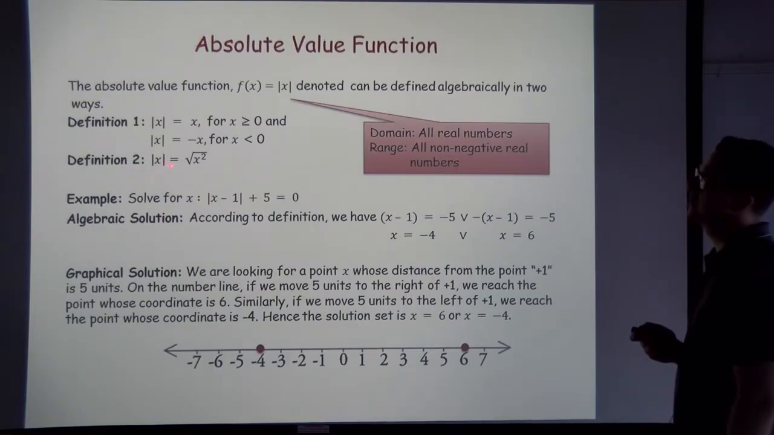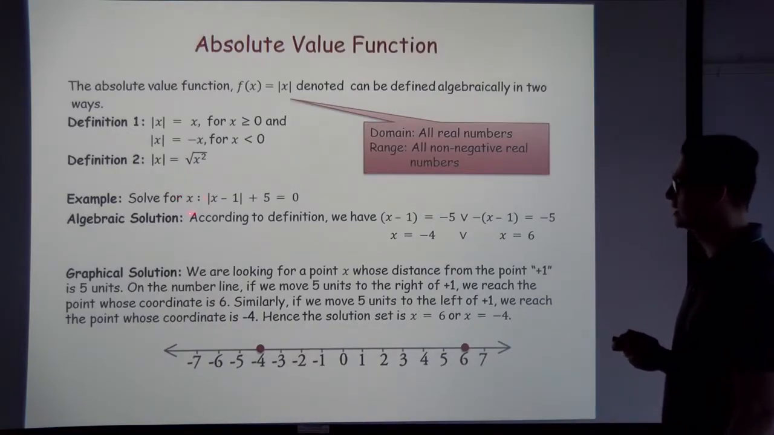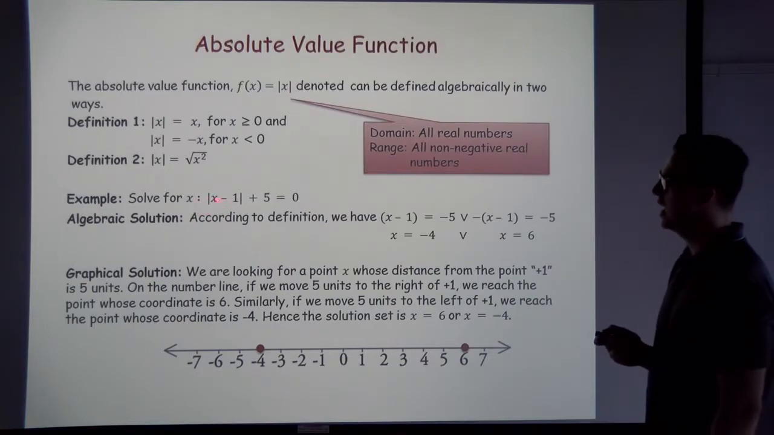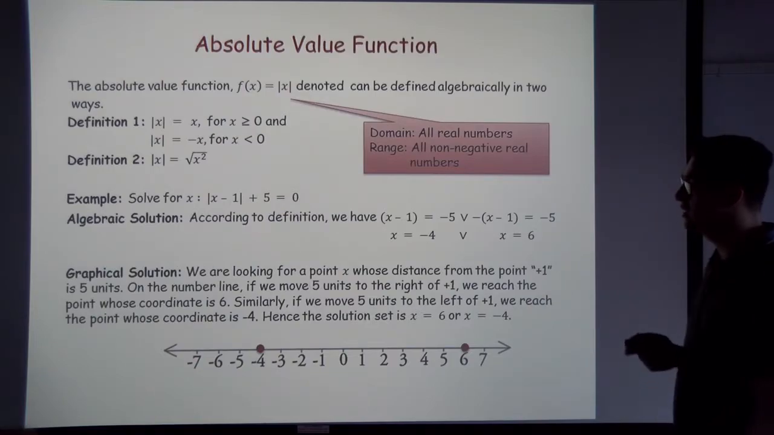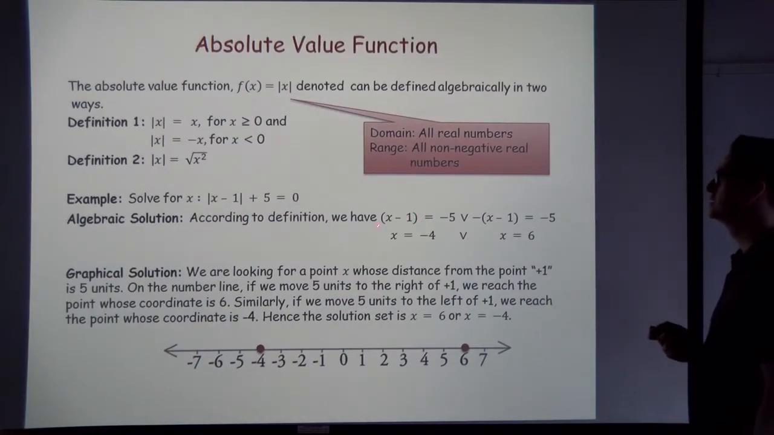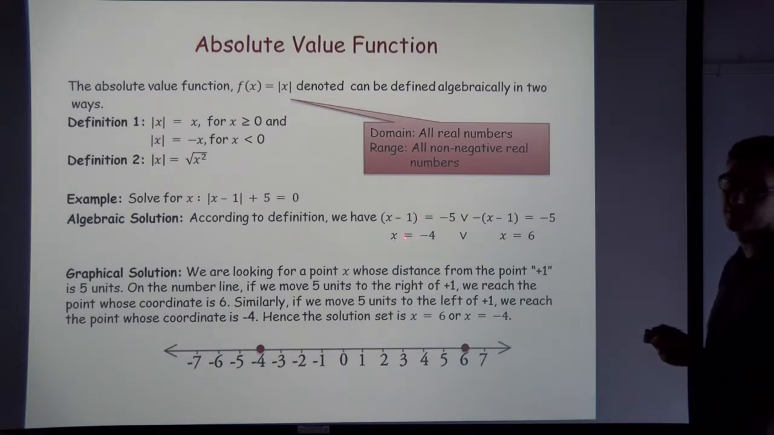The second definition we have here is that the absolute value of x is the square root of x squared. So if we have our example here, solve for x, and we have the absolute value of x minus 1 plus 5 equals 0. The two ways we would solve it algebraically, we would set it up as x minus 1 to equal 5. Solve for x, we get x to equal negative 4.